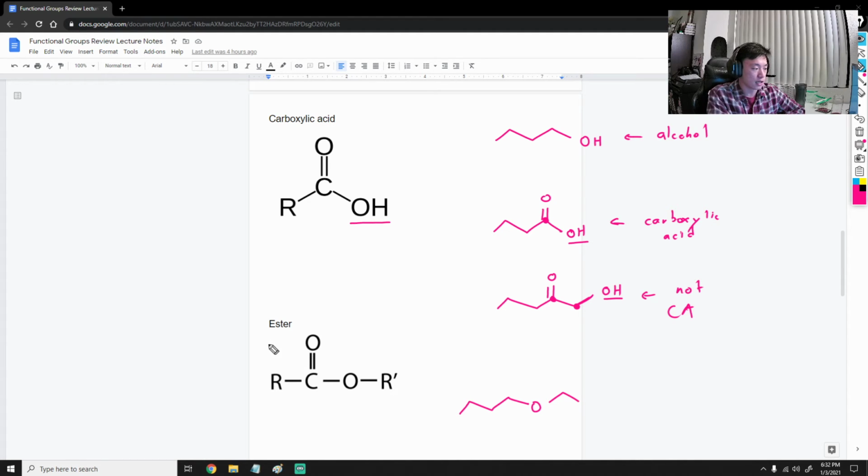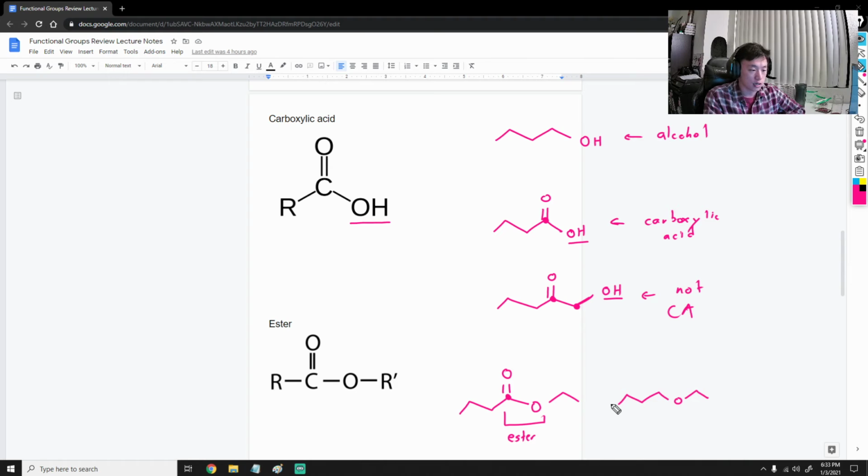Now, what makes an ester different from an ether is that the oxygen is directly connected to a carbon that's double bonded to an O. So this part right here would make it an ester, whereas an ether would look something like this, where there is no carbon directly double bonded to an O attached to that O.